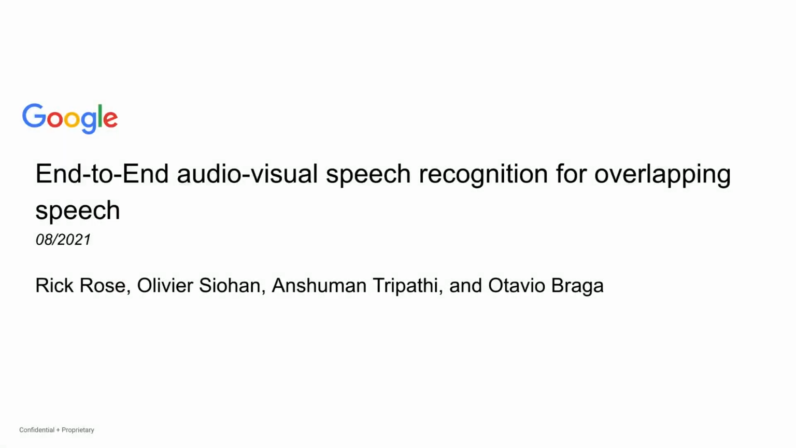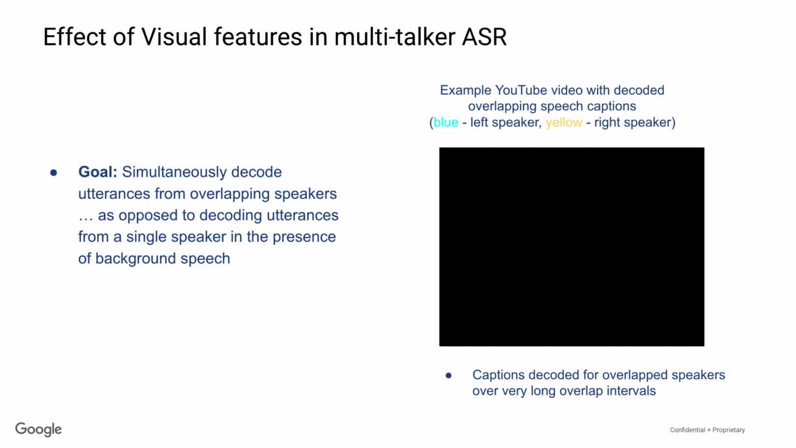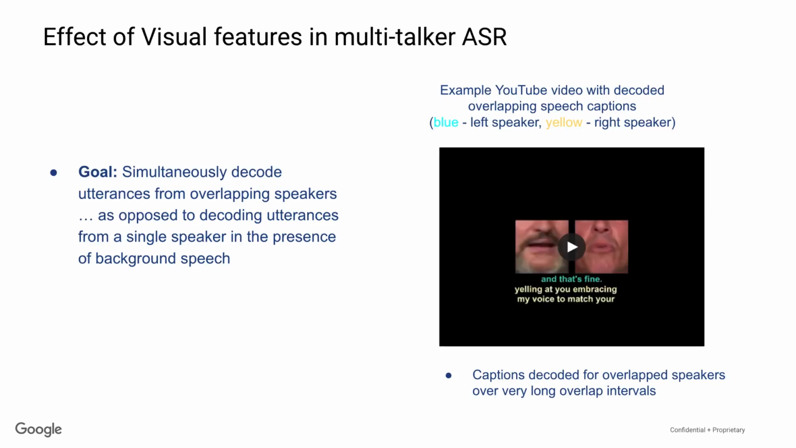This work builds on an audio-only masking approach to multi-talker speech recognition developed by Tripathi and his colleagues at Google. It adds visual features to this setup and demonstrates the impact the visual features have on word error rate for an overlapping speech audiovisual speech dataset. The goal of the work is to simultaneously decode utterances from overlapping speakers, as opposed to trying to decode utterances from a single speaker in the presence of background speech.